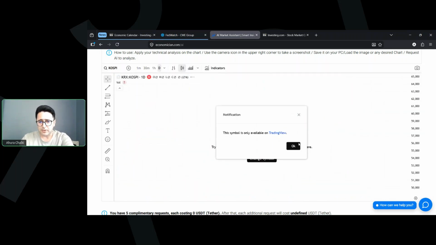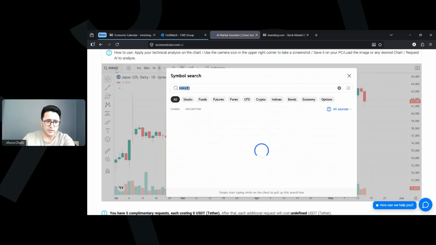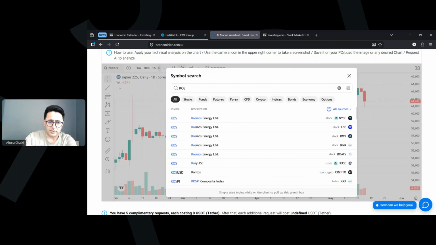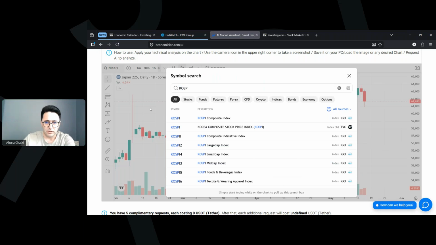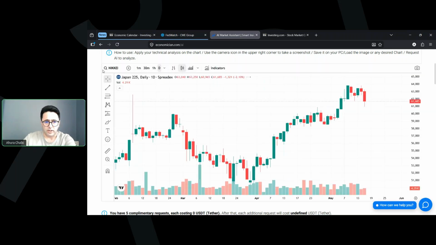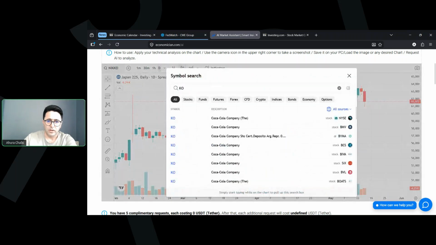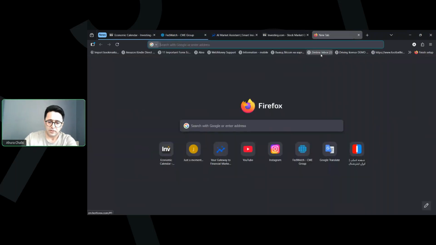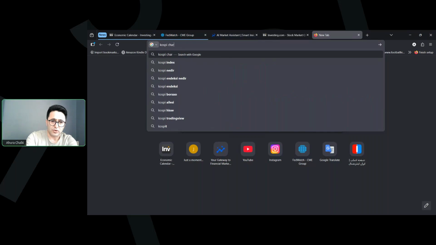The Kospi index in South Korea, it doesn't have it. Let's see which brokers supported Kospi. I don't have it. Look, that's important. Okay, Kospi chart.